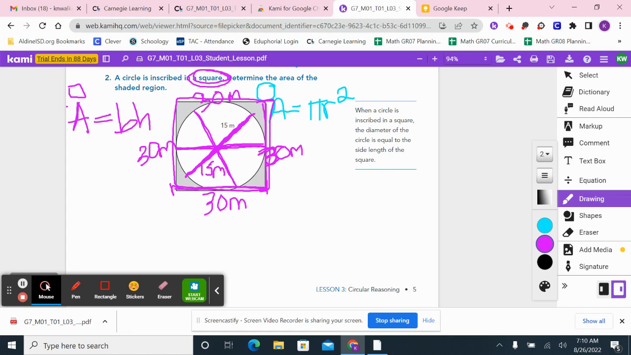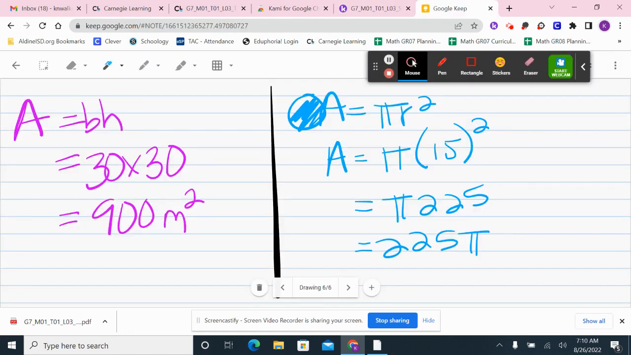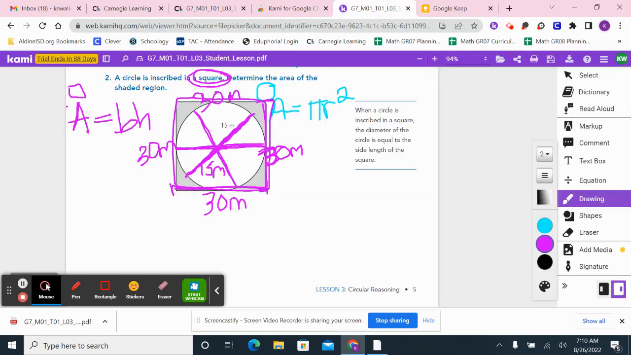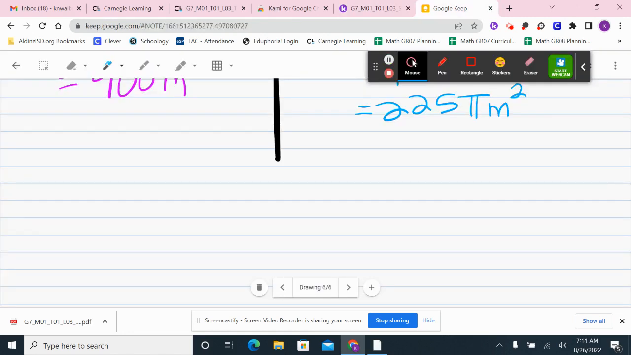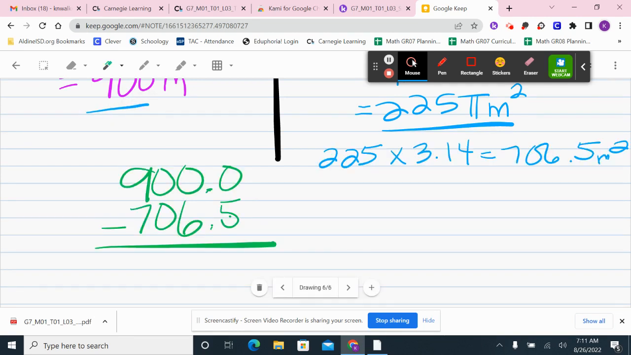So you should have set up your formulas, and then solved by doing this. The question asks for the area of the shaded region. So think about that last and final step. What would you have to do? Subtract. So we're now going to subtract the circle from that square. However, this 225 pi needs to be written out, not in terms of pi, so that we can subtract it. You should get 706 and 5/10 meters squared when you multiply 225 times pi, which is 3.14.